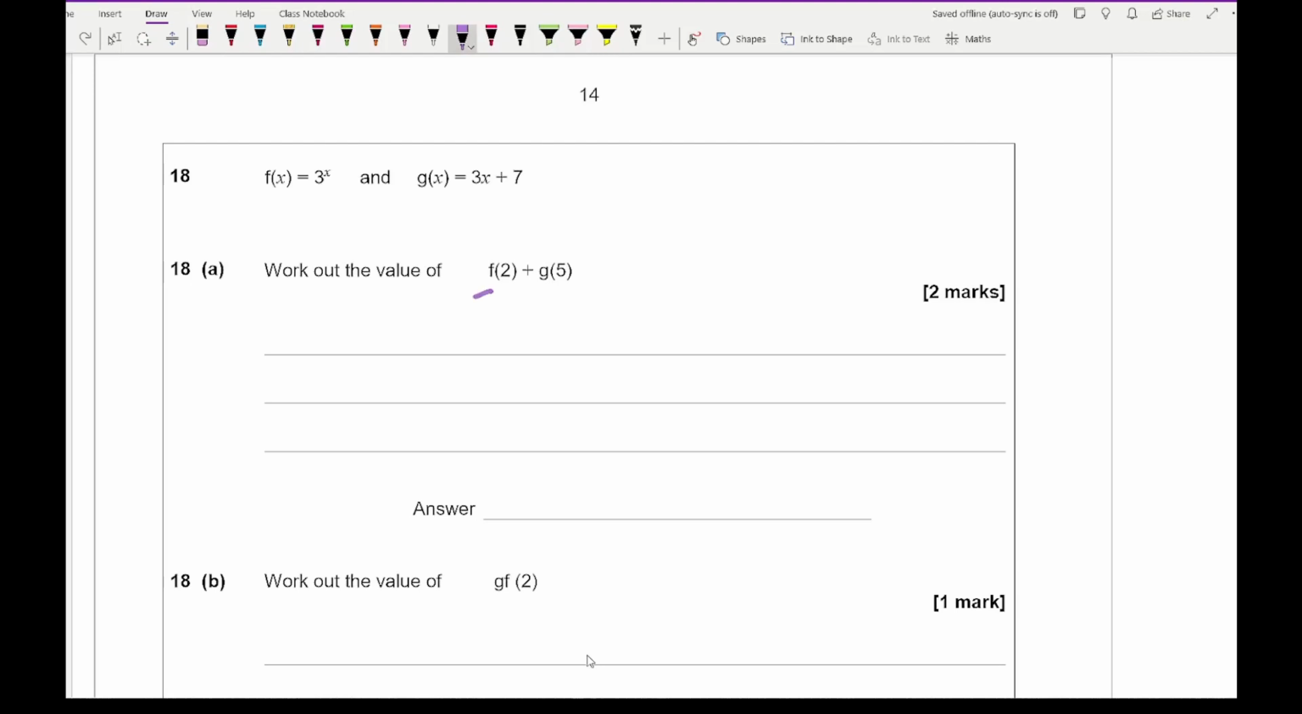So for this one, what we're doing is substituting 2 into the function. So we've got f and replacing the x with the number 2. So that's going to be 3 to the power 2 plus, and then if I substitute x equals 5 into g of x, I get 3 lots of 5 plus 7. Now if I start working out, well, 3 squared is 9, 3 times 5 is 15, plus 7 is 22. So it's going to be 9 plus 22, which is 31.